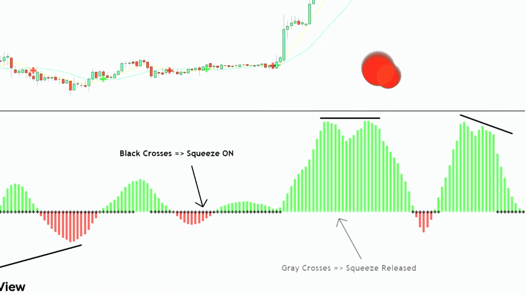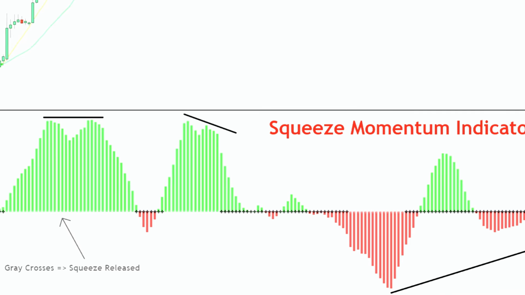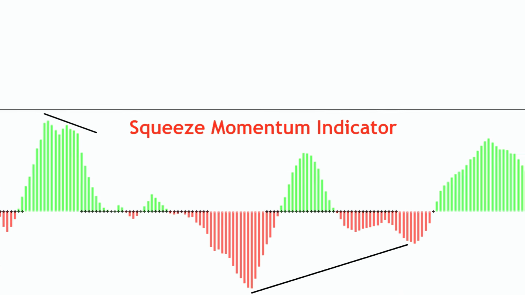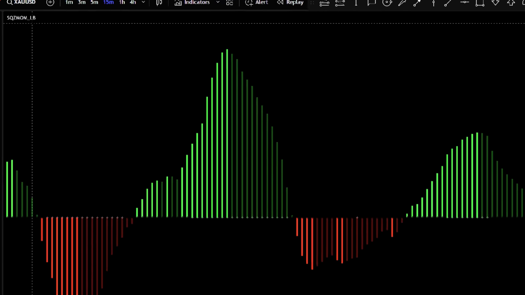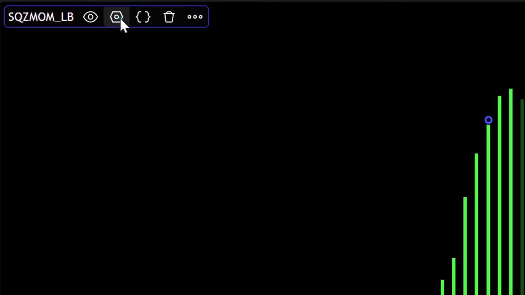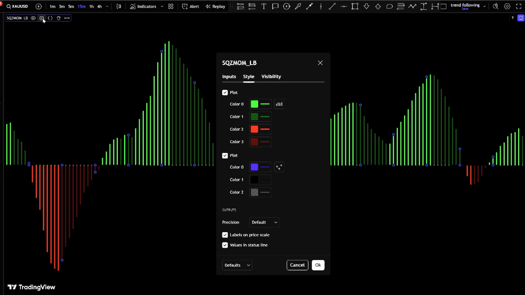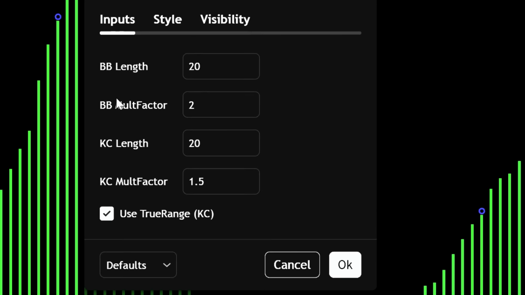You'll see it appears below your price chart as a histogram with some dots and a line. Just like with the first indicator, we need to make some adjustments to get it set up properly. Click the gear icon next to the Squeeze Momentum Indicator's name to open its settings. In the inputs section, find BB length and set it to 20. This controls how many bars it uses to calculate the Bollinger Band. Then set BB multi-factor to 2 to adjust the bandwidth.